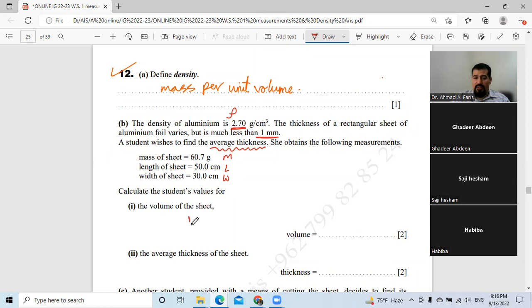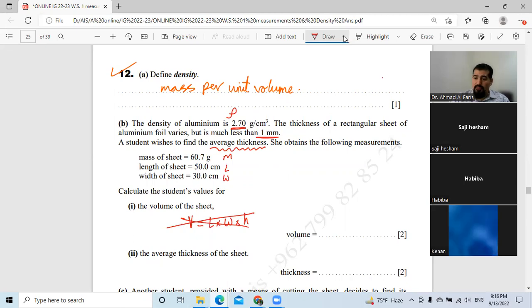Now, usually students think that volume equals length times width times what? Thickness or height. Do we have the thickness? Yes, Ustad, it's 1 millimeter. No, it is much less than 1 millimeter. We don't know how much it is. It is smaller. So I can't use this way. It's wrong. So what will I do, Ustad?